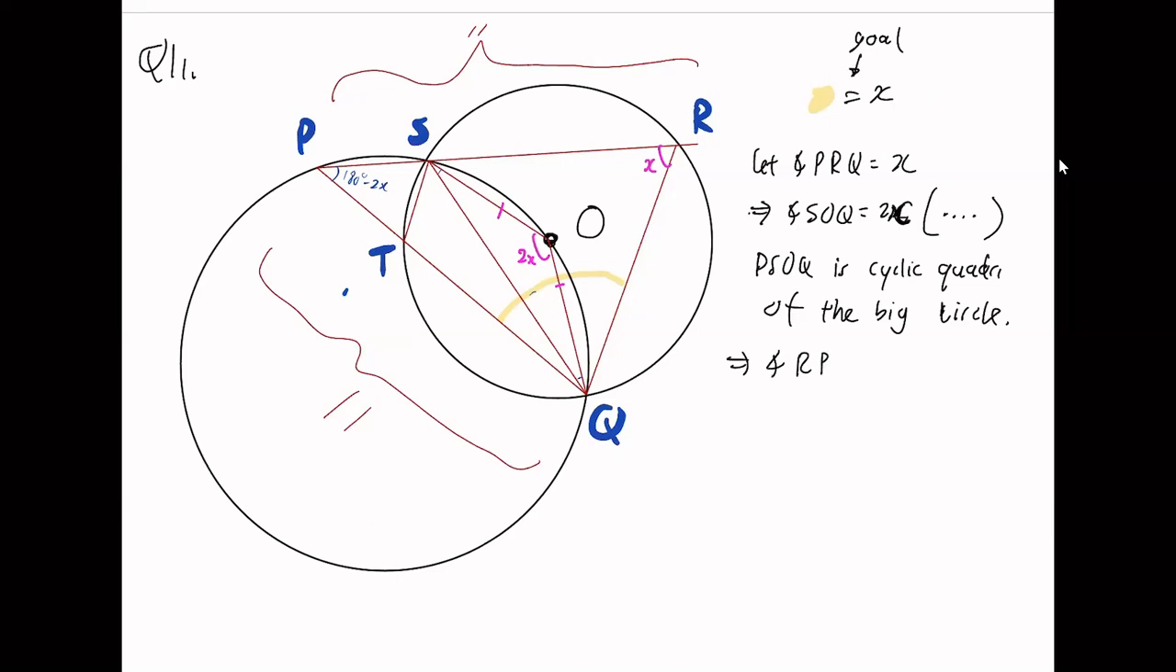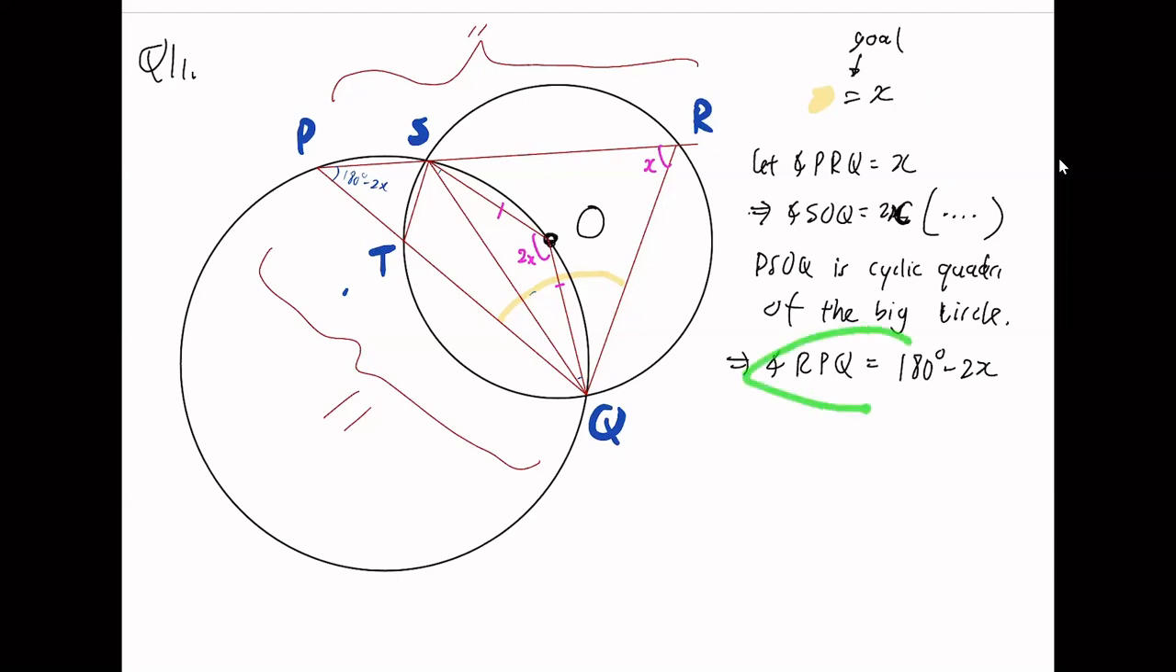RPQ. Okay, technically I should say SPQ, because that's the angle inside this cyclic quadrilateral, right? But then I am changing it from SPQ to RPQ. Why am I saying that? Because I want to link it to the triangle later. I hope it's not too confusing.